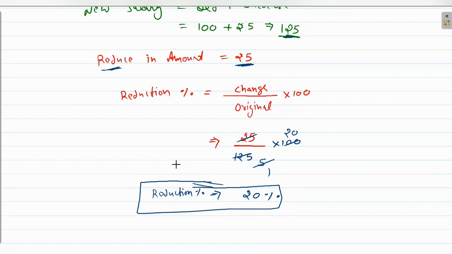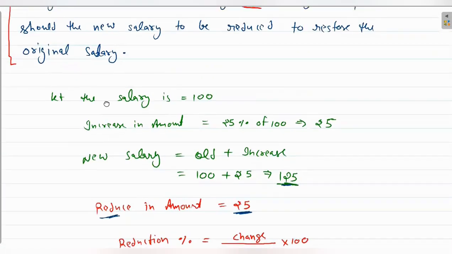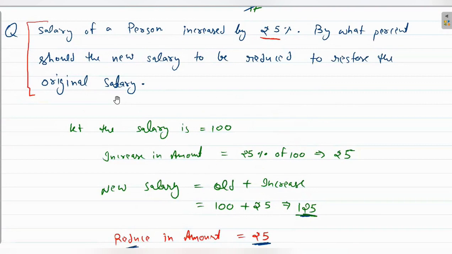Get it? If you want to make a note for this question, you can. Just try solving it one more time by yourself, while just looking at the question, without looking at the solution. That would help you. And if you have any doubt, you can ask.